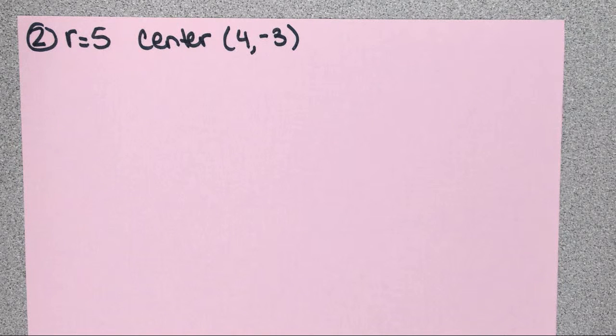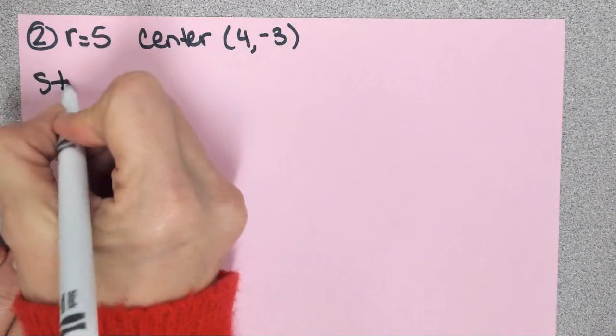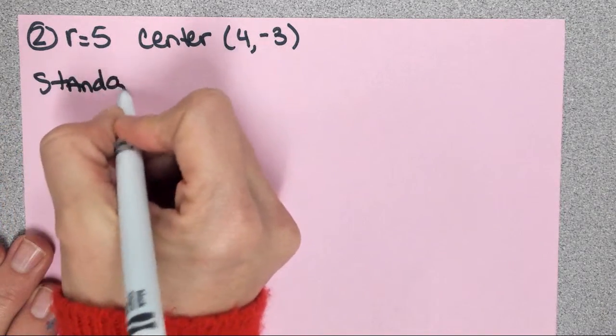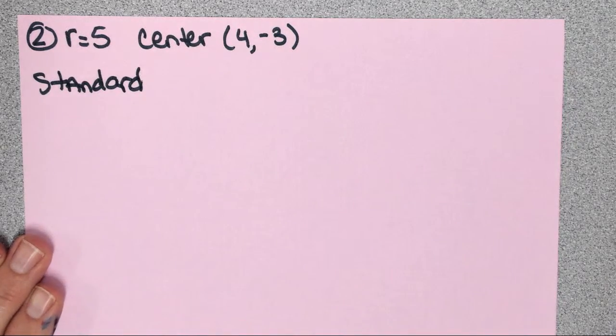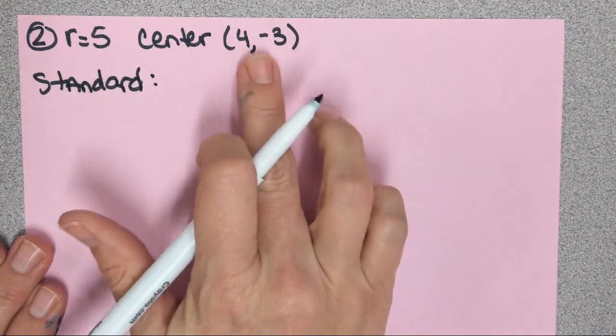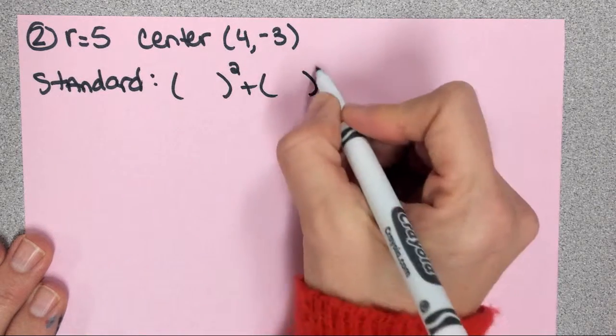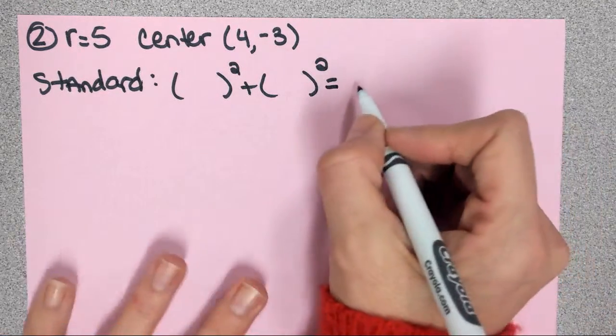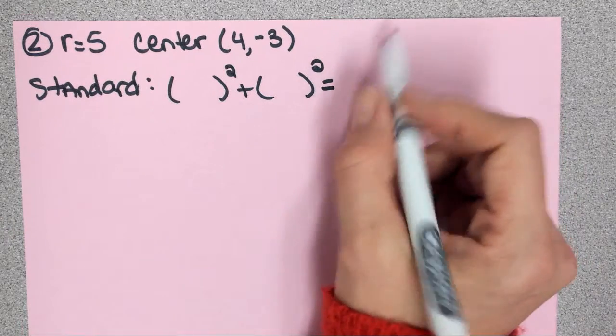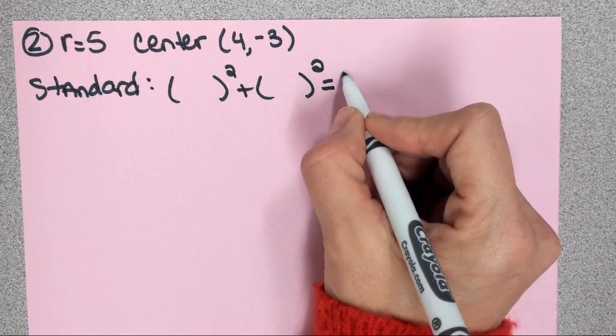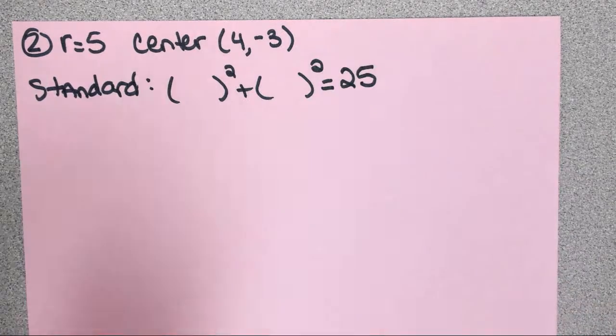Okay, so this time, is your center at 0, 0? No. So do I need parentheses? Yes. Okay, so here we go. And I'll spell it out this time so that we don't have anyone confused. So standard form. I need parentheses because I'm not at 0, 0. So parentheses squared plus parentheses squared equals, it will always be r squared. So what's going to be over here? 25. Done.